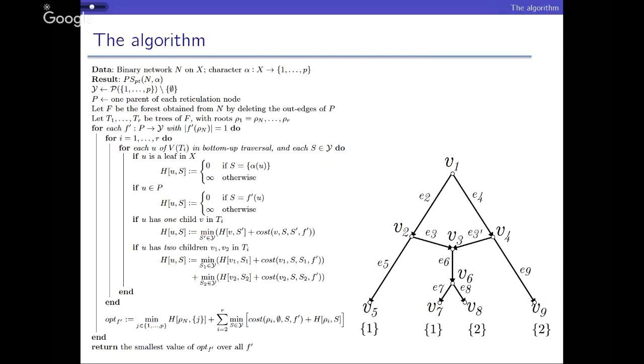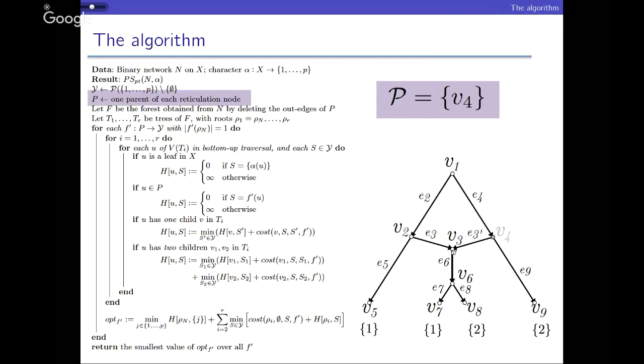So we start with a binary network, and we have states that are assigned to the leaves. We see how many states we have. Here we have state 1 and state 2, so our P is equal to 2. So we have a binary state. And then we have this Y that is the set of all possible states for an internal node of N. So our nodes can have state 1 or state 2 or 1,2 if they have both alleles. And then the algorithm picks a random parent for each reticulation node.